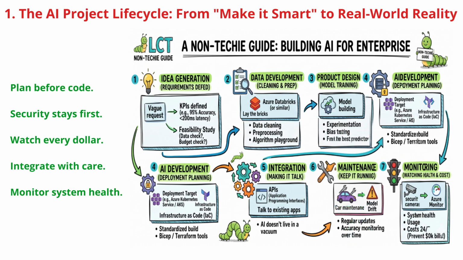We move through 7 critical pillars, from defining tough KPIs and laying the data bricks, to deploying with standardized code and integrating through seamless APIs. Remember, hitting play isn't the finish line. It's the starting gun for a cycle of constant monitoring and maintenance that keeps your solution standing tall.